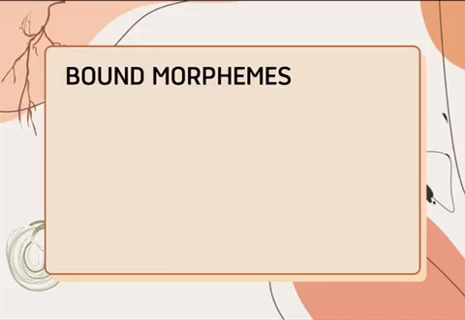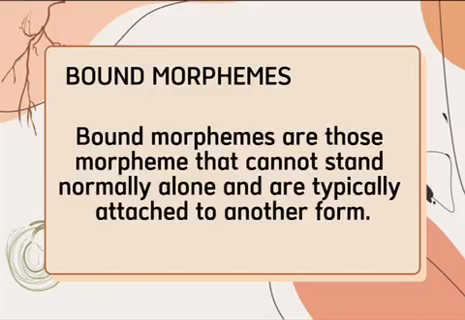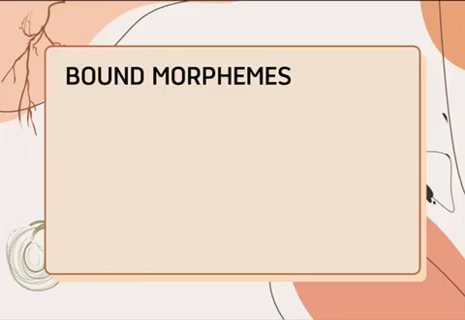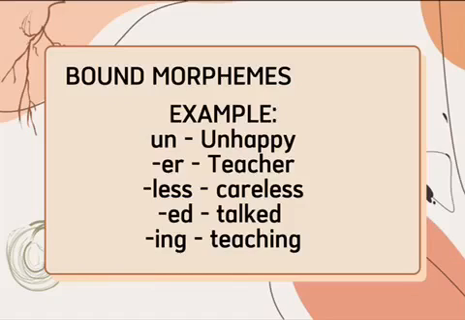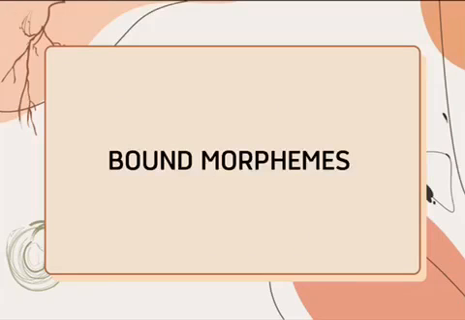The second type of morpheme is bound morpheme. Bound morphemes are those morphemes that cannot stand normally alone and are typically attached to another form. A bound morpheme is a morpheme that only appears as part of a larger word. The morphemes that occur only in combination are called bound morphemes. For example, un in unhappy, er in teacher, less in careless, ed in talked, ing in teaching. All prefixes and suffixes are bound morphemes.